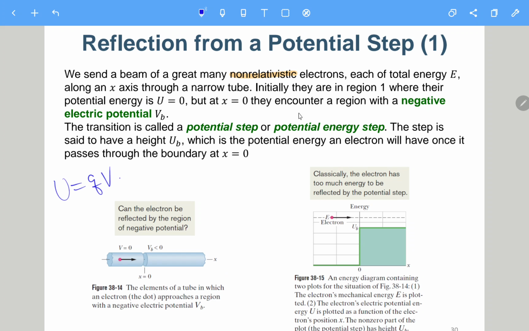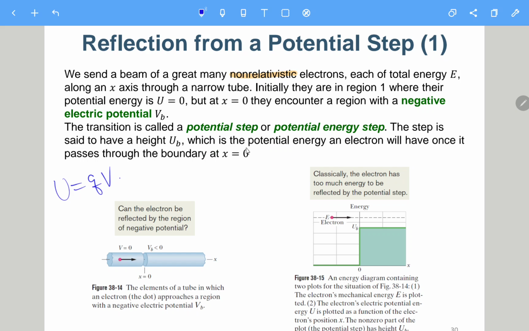Okay. So they encounter a region with a negative electric potential VB. The transition is called a potential step because this is called the potential energy. Here there is no reference, no potential energy, but here there is some potential energy. So it's just like a potential step, or potential energy step. The step is said to have the height UB. UB is nothing but negative E times this VB.